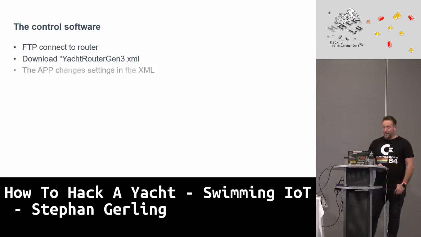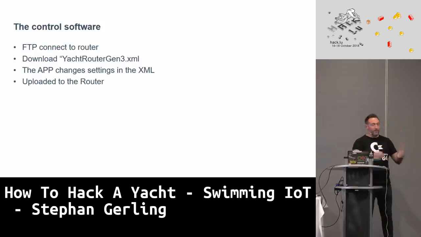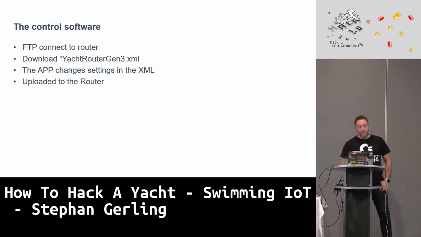Also not that fine. Then when you make changes in the configuration on the PC version, or even in the tablet version, you make changes in the XML file, and afterwards it's uploaded back to the router. So when you are able to intercept the messages from the control panel to the router itself, then you have access to all the information you need.